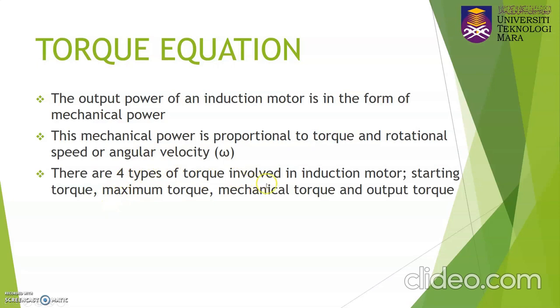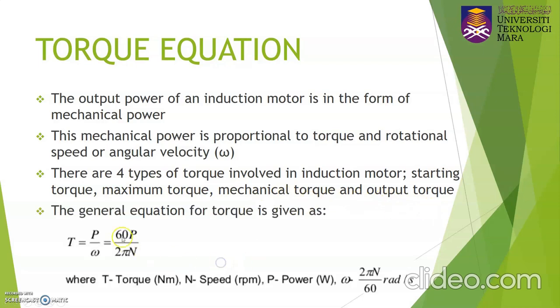There are four types of torque involved in the induction motor. First, we call it the starting torque. We also have the maximum torque, the mechanical torque, and also the output torque. The general equation for the torque is torque equals P divided by omega, since the mechanical power is proportional to the torque and rotational speed. You can also rewrite the equation as torque equals 60 multiplied by P divided by 2 pi n, where T represents the torque, with the unit newton meter.